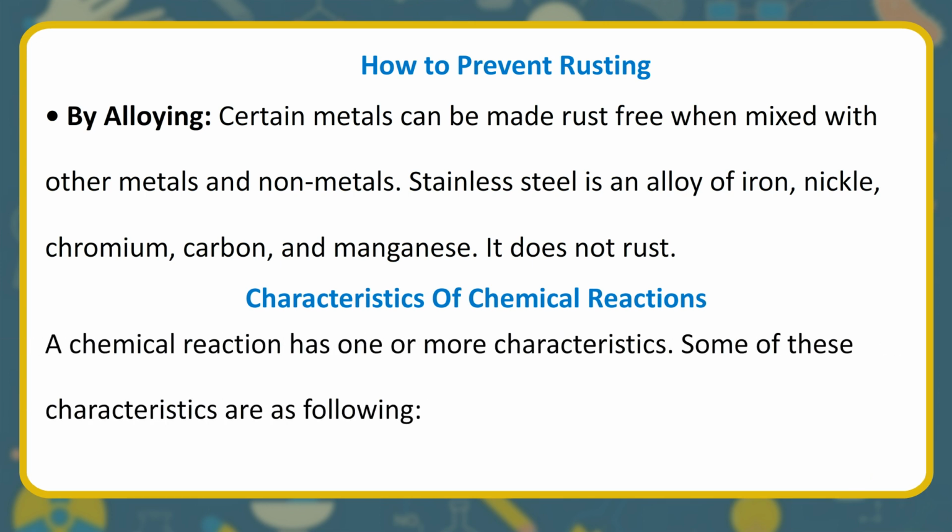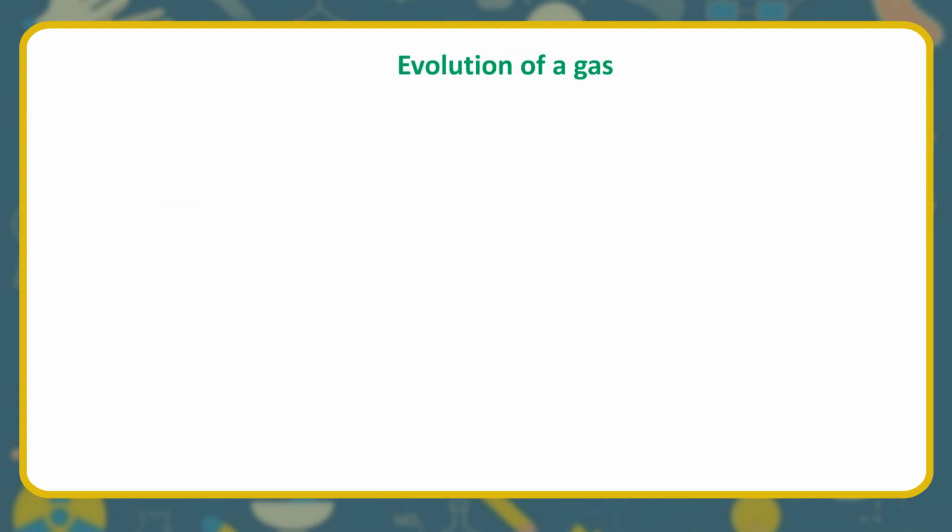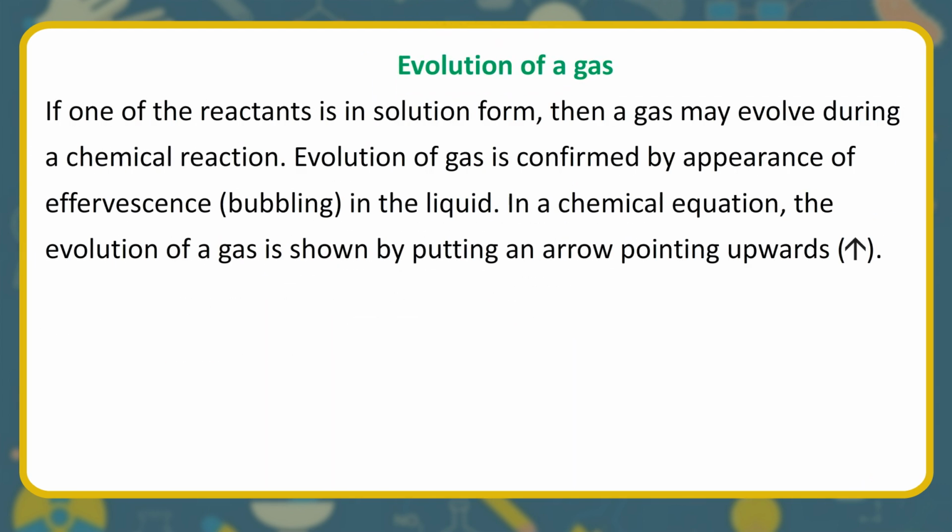A chemical reaction has one or more characteristics. Some of these characteristics are as follows. Evolution of a gas. If one of the reactants is in solution form, then a gas may evolve during a chemical reaction. Evolution of gas is confirmed by appearance of effervescence, bubbling, in the liquid. In a chemical equation, the evolution of a gas is shown by putting an arrow pointing upwards.